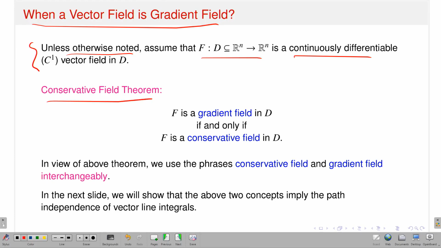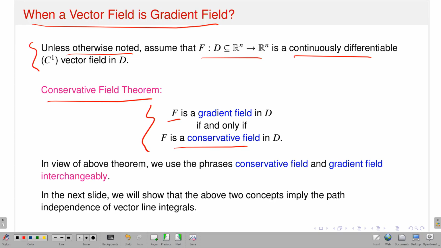Now, what is this? This is called the conservative field theorem. When I say that a given vector field capital F is a gradient vector field, this is a theorem, an if and only if. It says that the vector field capital F is a gradient vector field if and only if capital F is a conservative field in D. And what is a conservative field in D?